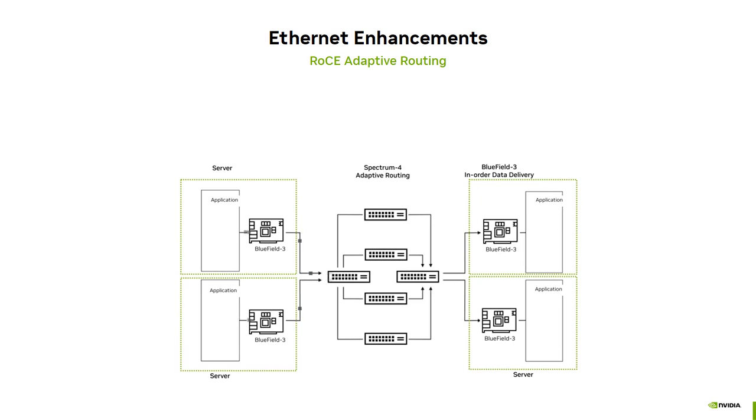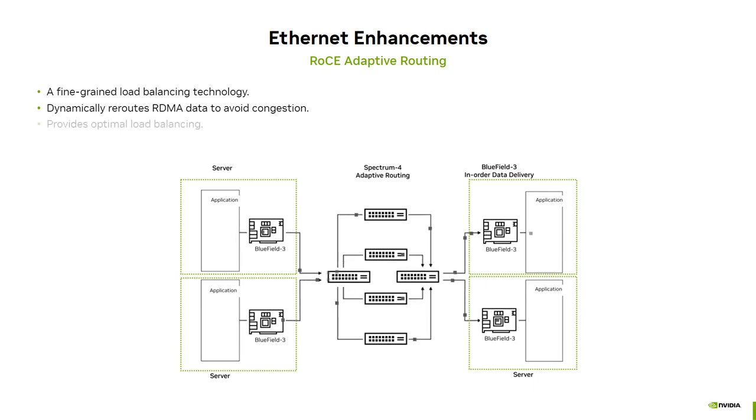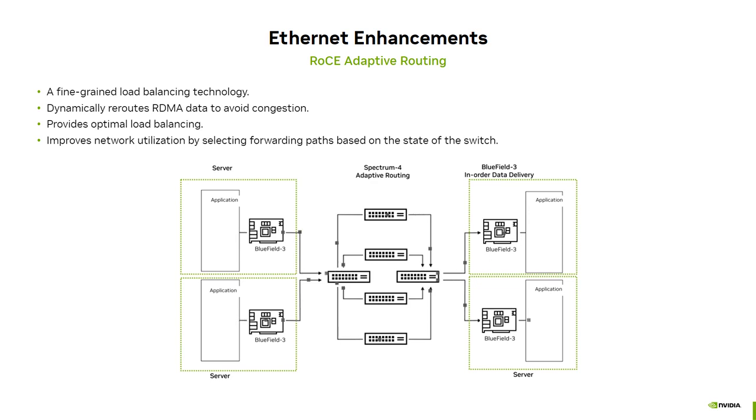NVIDIA's RoCE Adaptive Routing is a fine-grained load balancing technology that dynamically reroutes RDMA data to avoid congestion and provide optimal load balancing. It improves network utilization by selecting forwarding paths dynamically based on the state of the switch, such as queue occupancy and port utilization.